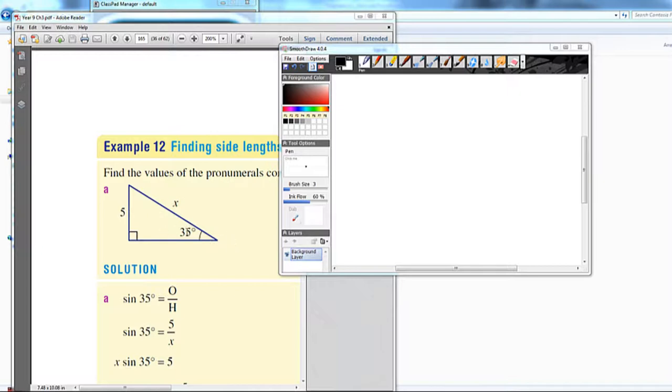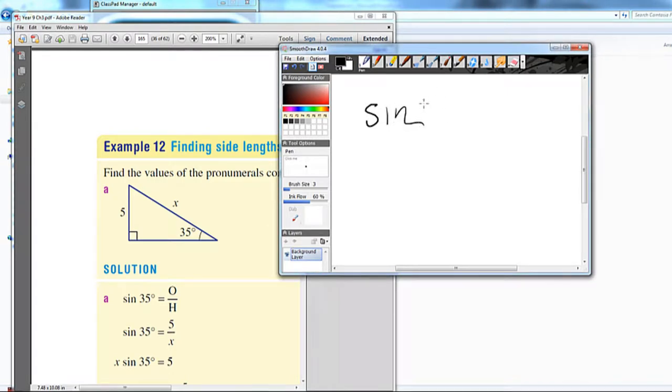As with all trig problems, we need to work out which ratio is going to suit us. So we've got an angle, an opposite side length, and a hypotenuse. So opposite and hypotenuse, that's O and H, that's sine. So we need the sine trigonometric function. So I'll just write that out.